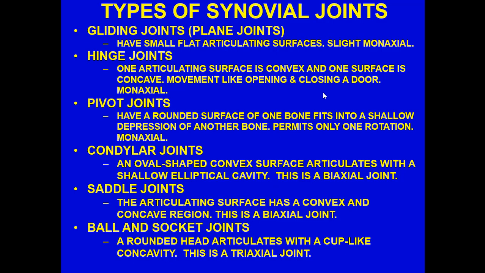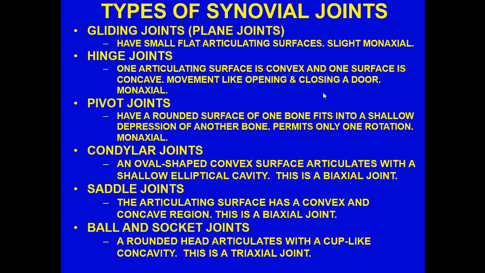Gliding joints, also referred to as plane joints. They have small, flat articulating surfaces. They're slightly monaxial. Hinge joints are one articulating surface is convex, one surface is concave. The movement is like opening and closing a door. It is monaxial. Pivot joints have a rounded surface of one bone that fits into the shallow depression of another bone and permits only one rotation. Therefore, it's monaxial. Condylar joints, you have an oval-shaped convex surface that articulates with a shallow elliptical cavity. This results in a biaxial joint.